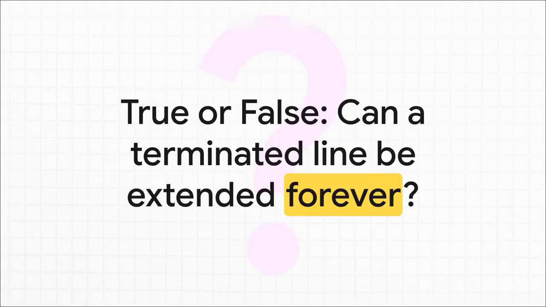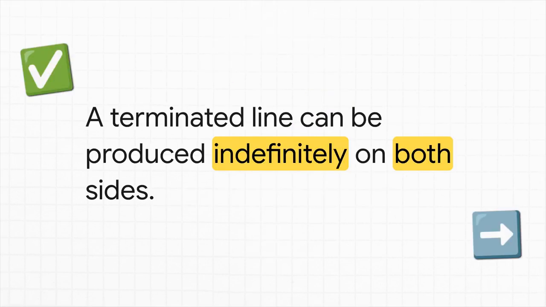Okay, next question. Let's say you have a terminated line, which is just what we'd call a line segment. Can you extend it out forever on both ends? Yep, that one's true, because a line segment is really just a small piece of a much bigger infinite line. So of course you can always keep drawing it out in either direction.